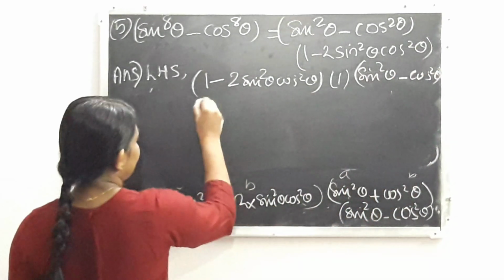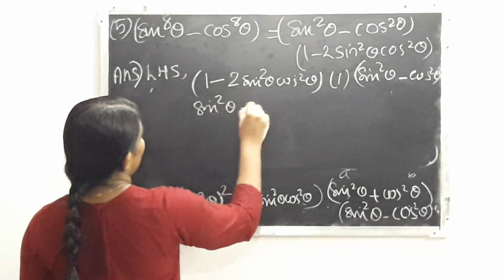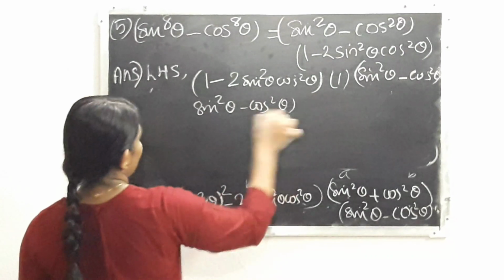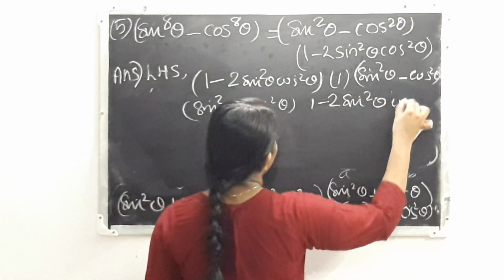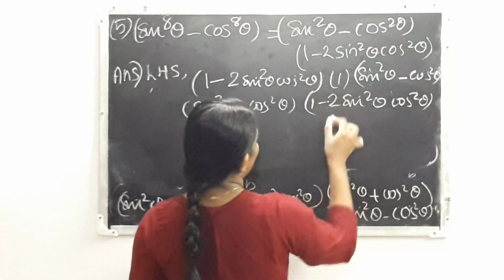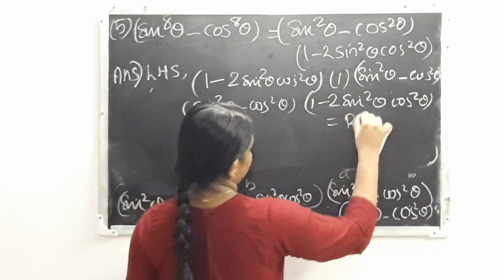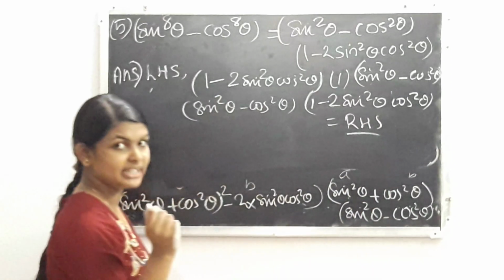Or this can also be written as sin square theta minus cos square theta into 1 minus 2 sin square theta cos square theta, which is equal to the RHS. Thus we proved it.